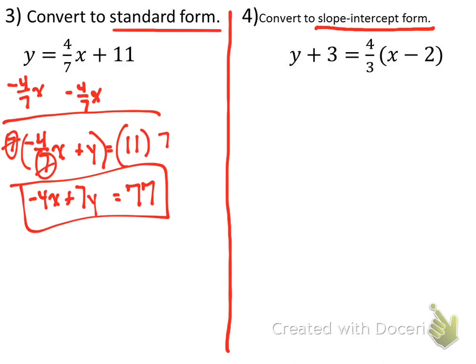So, answers down. Don't erase them. Let me show you how to do it. First thing you do is you distribute the 4/3. Okay, distribute the 4/3. So it's going to be 4/3 x. Then we got 4/3 times -2 is going to be -8/3. Then we have the y plus 3 on the left.